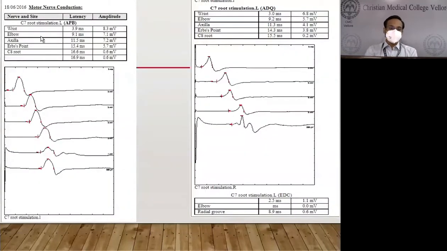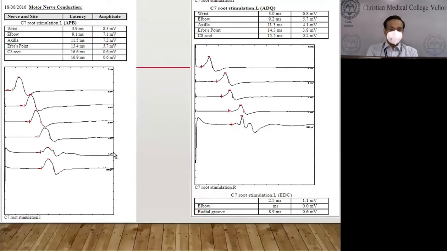Subsequently, Matthew sir had done nerve conduction studies, and he was able to demonstrate that there was a progressive reduction in the CMAP in the proximal stimulations. So this is the wrist, this is the elbow, this is the axilla, this is the Erb's point, and this is the stimulation from the C8 root when they were recording from the abductor pollicis brevis, and there is a reduction, from 8.3 to 5.7 to 0.6.